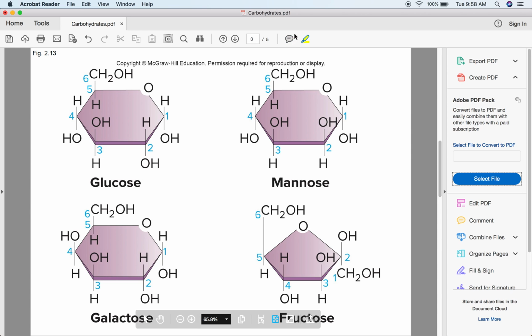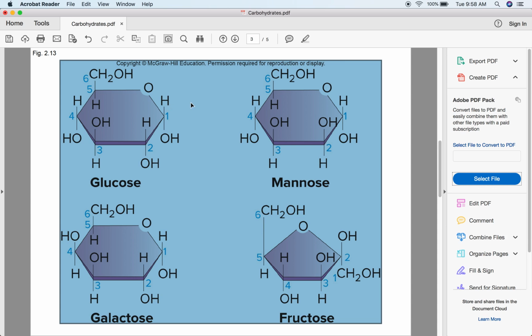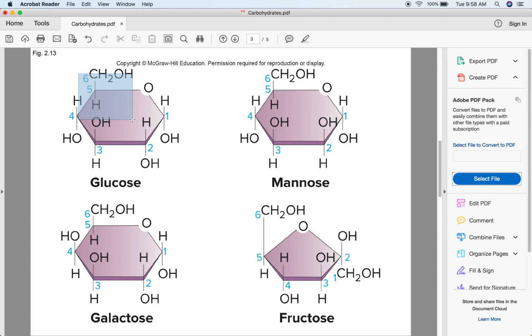Now, let's look at glucose. All right, so this is glucose here. All right, so here's our glucose. And what we want to look at is, it's a 6-carbon, 1, 2, 3, 4, 5, and 6.